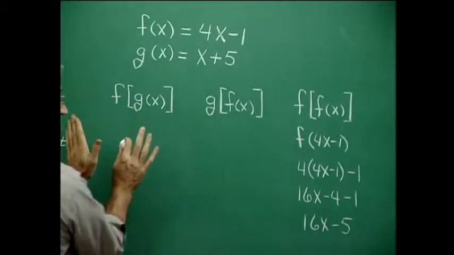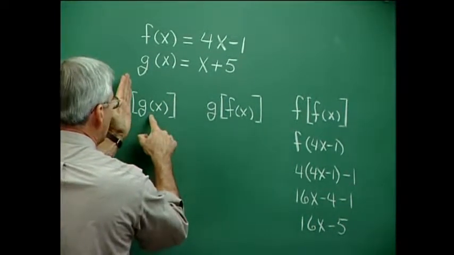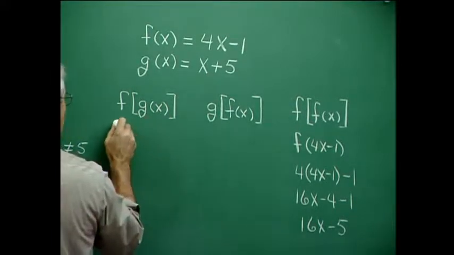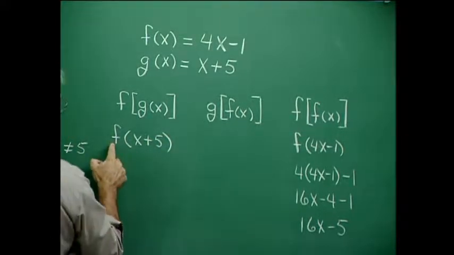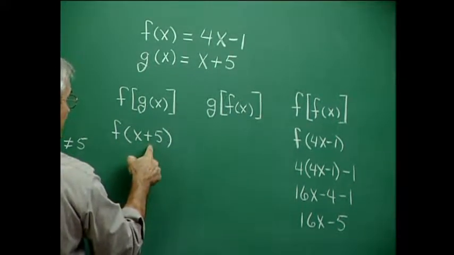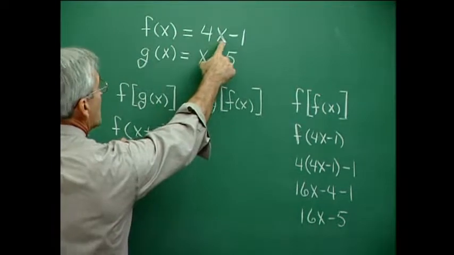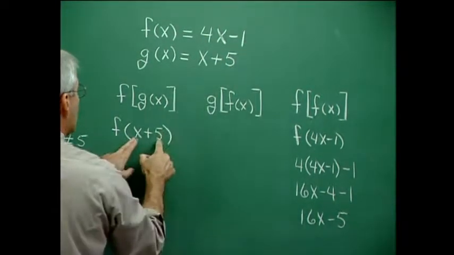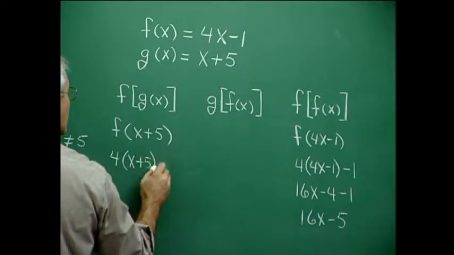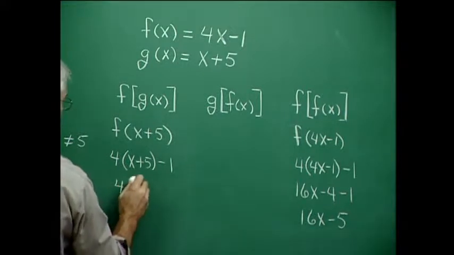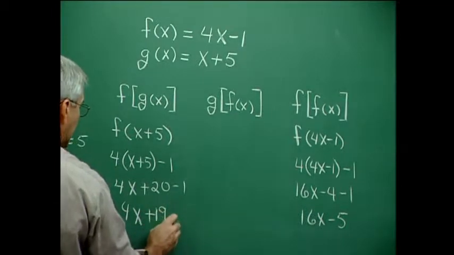Now, let's just go through with the bracket notation here. Working inside the bracket, we would replace g of x with the expression for g of x. So this would be f of x plus 5. Now, this says in the f function, replace the x with x plus 5. So instead of 4x minus 1, it's 4 times binomial minus 1. So 4 times x plus 5, minus 1. And then we would clean this up a little bit. 4x plus 20 minus 1, 4x plus 19. All right, so that's the idea.